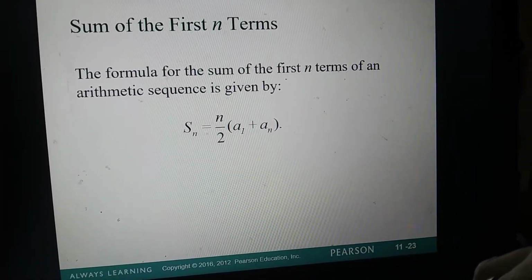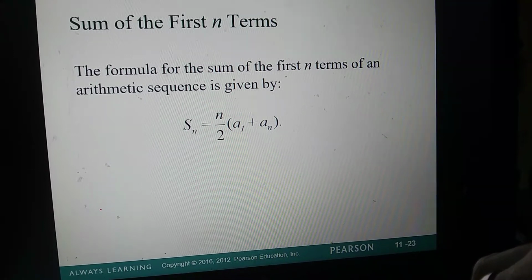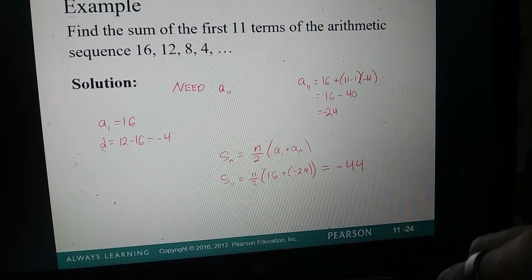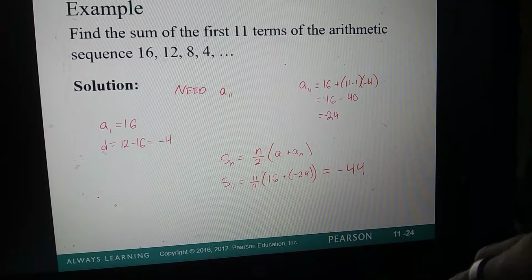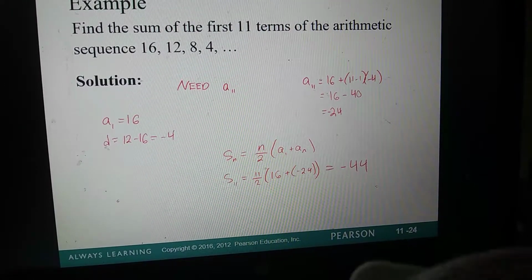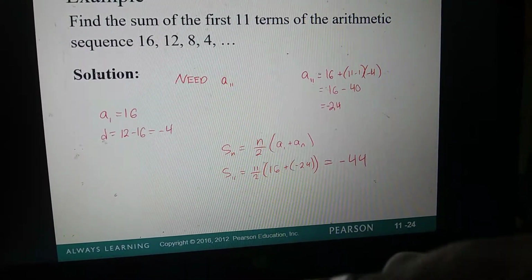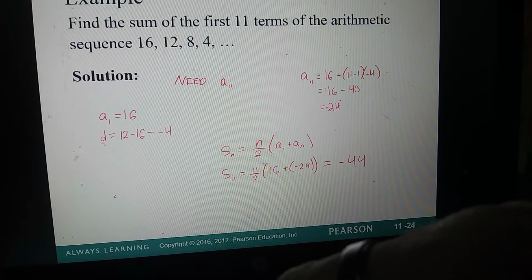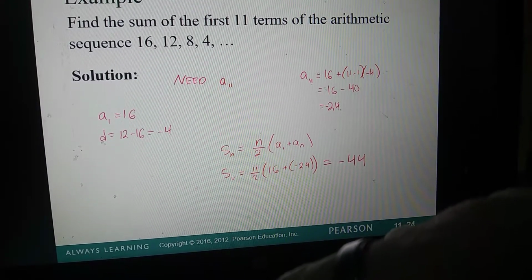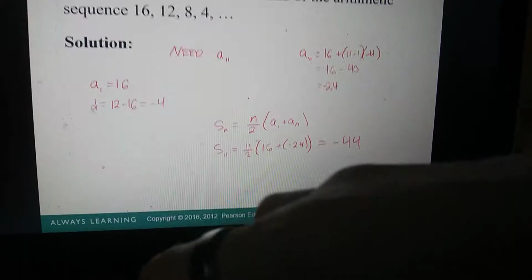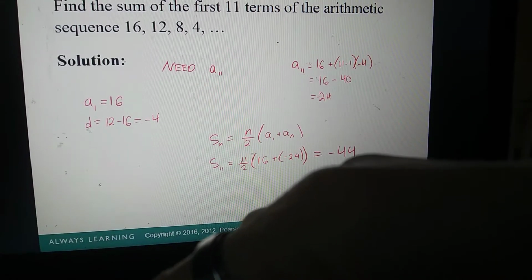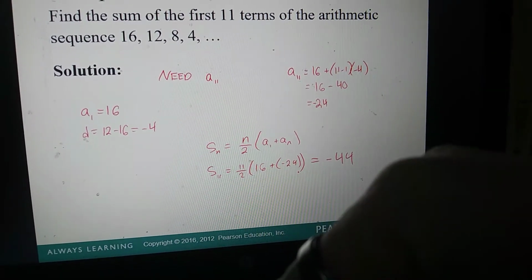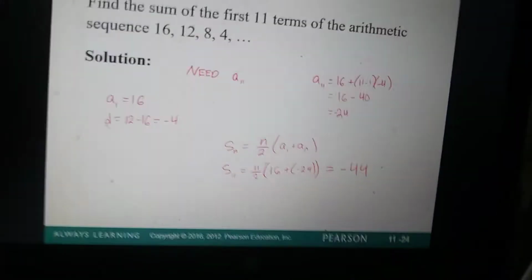We can also find the sum of the first n terms of an arithmetic sequence by n over 2 times the first plus the nth. So find the sum. First of all, we would need to know the 11th term. Once we find first is 16 and the common difference is negative 4, we once again plug that in and find the 11th term, which is negative 24, and then we plug that in. We're looking for the sum of the first 11 terms, so 11 over 2 times 16, because that was a sub 1, and then negative 24 was our nth term, and we get negative 44.